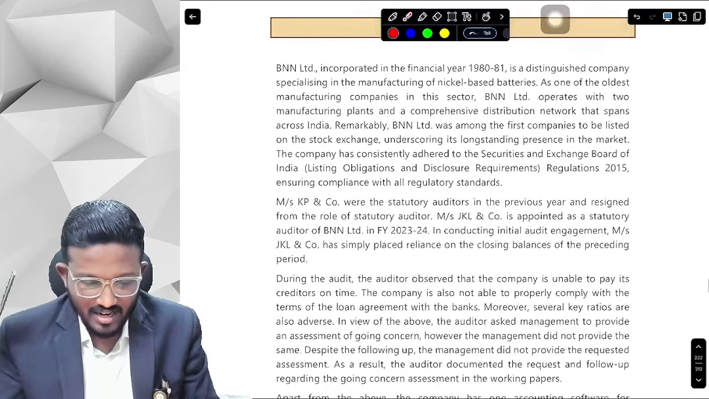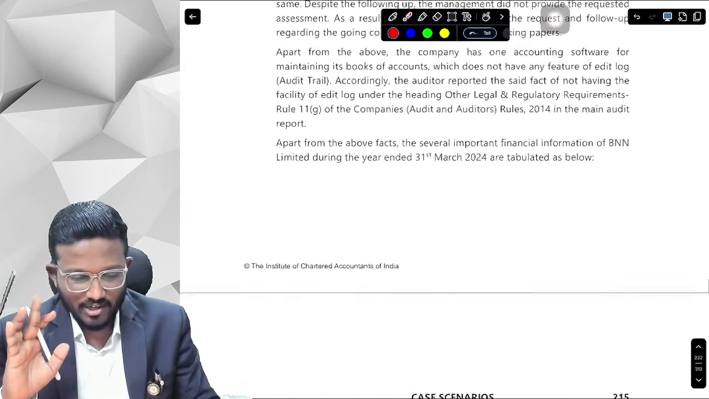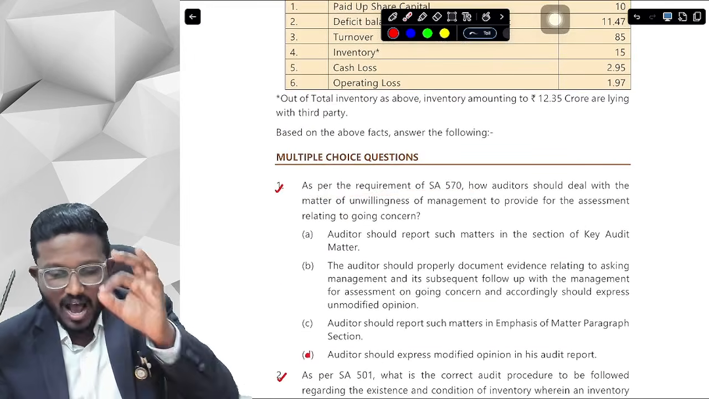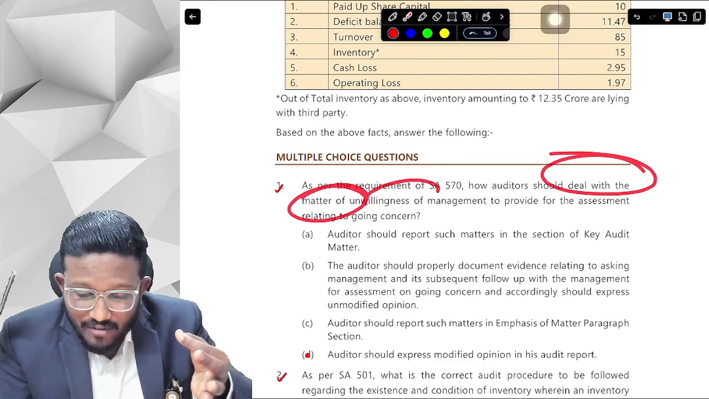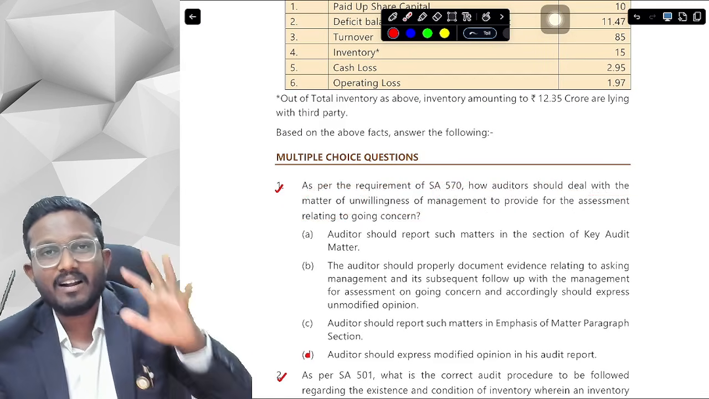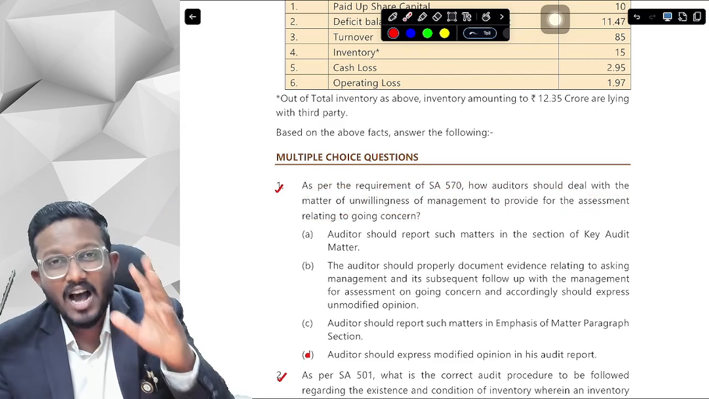Okay, yes, sir. Let's do case scenario number 42. We have done case scenario number 41. What it says, sir? It says, as per requirement of SA 570, how we need to deal with the matter of unwillingness of management to provide the assessment related to going concern. If management is not providing us the assessment related to going concern, how we have to deal with this?